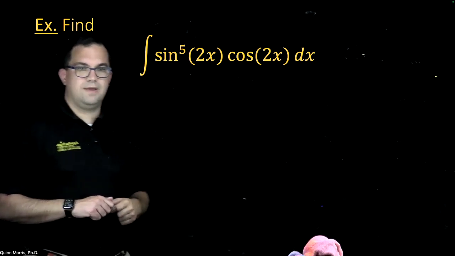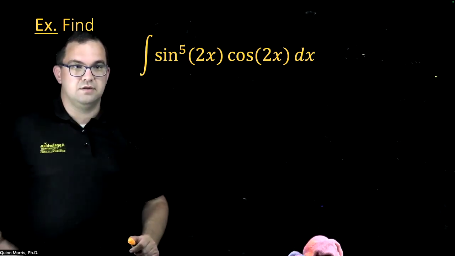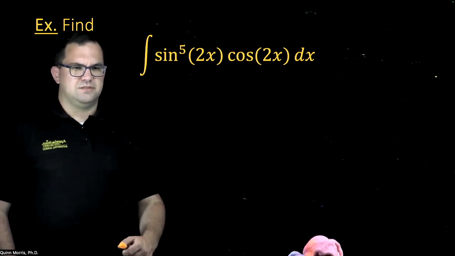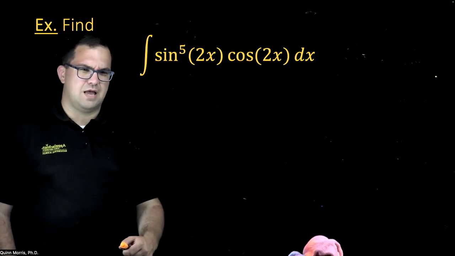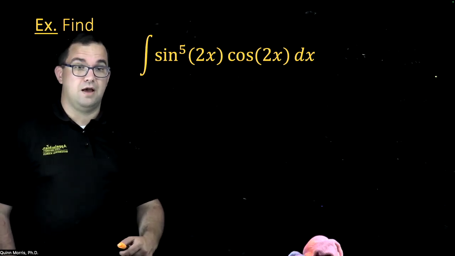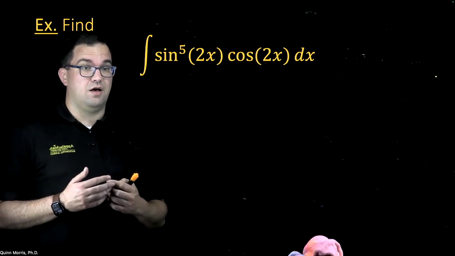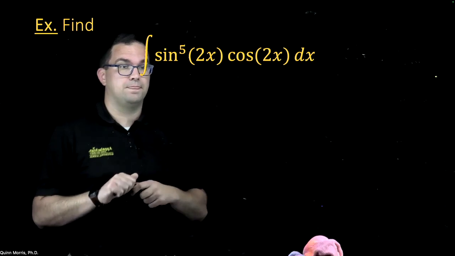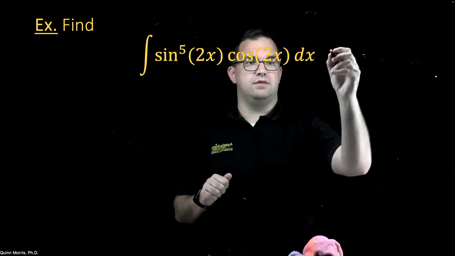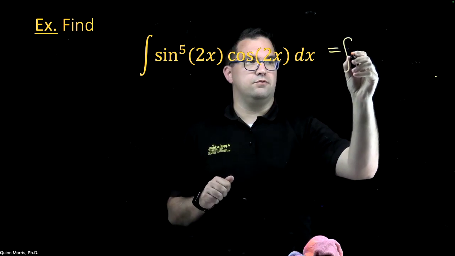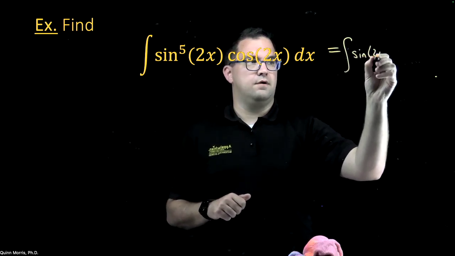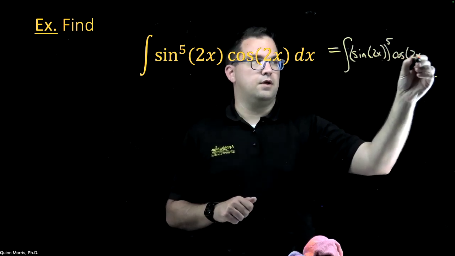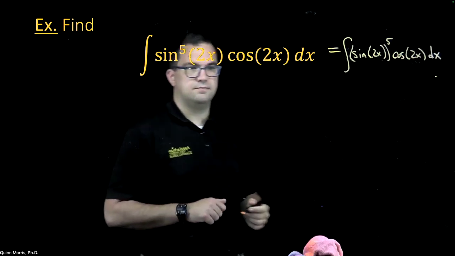All right, so here we have sine to the 5th of 2x times cosine of 2x. Here I see some trig functions floating around, but I have this sine to the 5th power. It might be helpful to remember that sine to the 5th of 2x is the same as sine of 2x, whole thing raised to the 5th power. So I could remind myself that this is really the same as the integral of (sine of 2x) to the 5th times cosine of 2x dx.